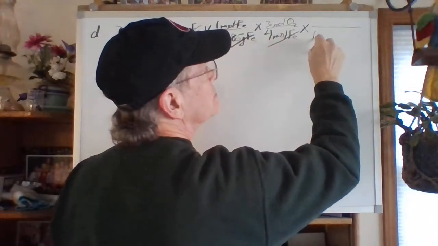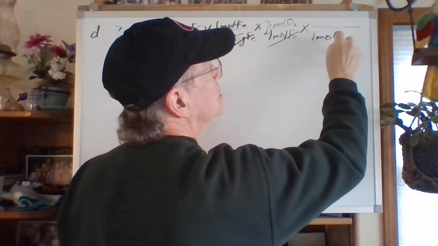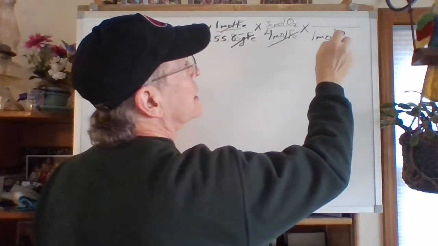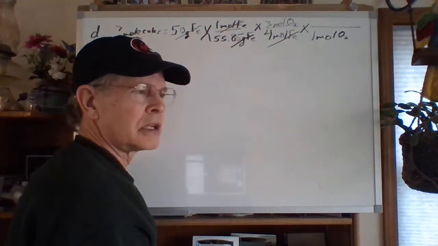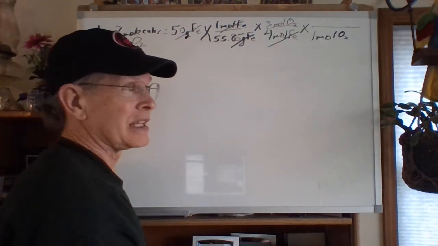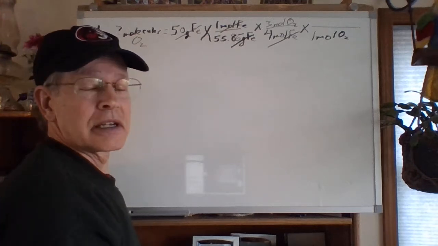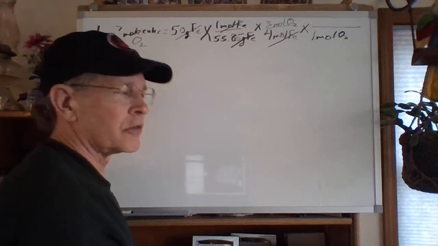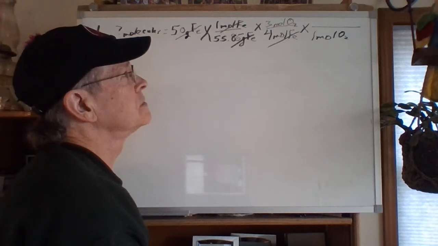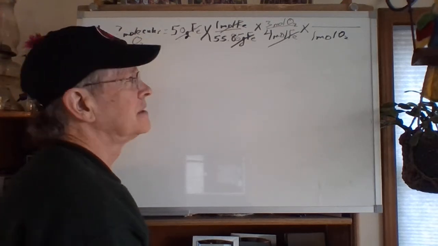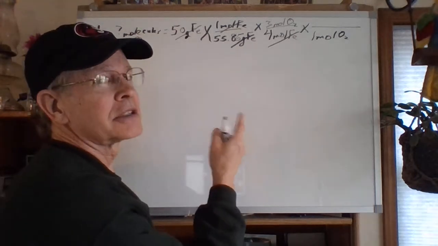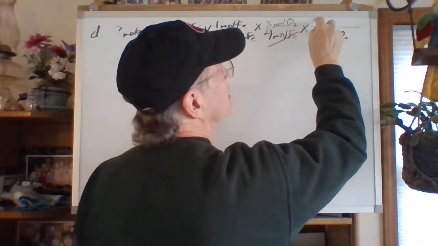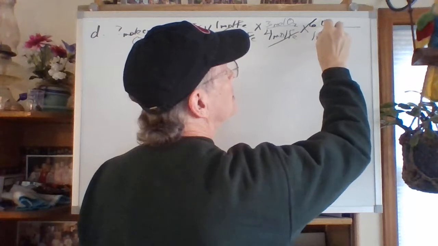Well, moles of oxygen on the bottom. And how many molecules are in a mole? How many anything is in a mole? How many things are in a dozen? 12. In a gross, 144. In 2 gross, 288. In a mole, 6.02 times 10 to the 23rd.